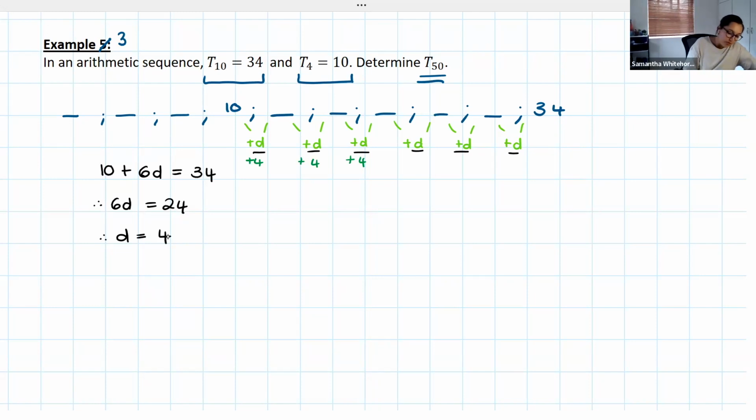Now, if we want to work out term 50, what we need is our equation, a plus (n minus 1)d. So I know what my difference is, I've just worked that out. I need to know what a is, though.